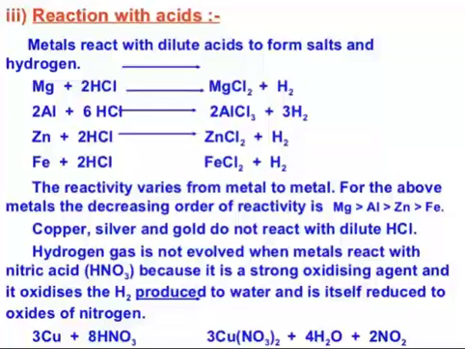Hydrogen gas is not evolved when metals react with nitric acid because it is a strong oxidizing agent and it oxidizes the hydrogen produced to water and is itself reduced to oxides of nitrogen. Whereas non-metals do not react with dilute acids.